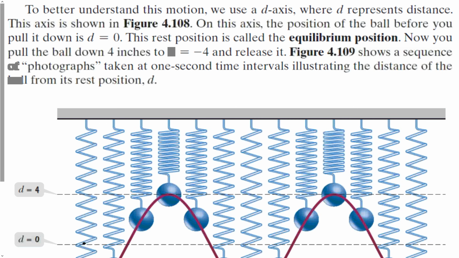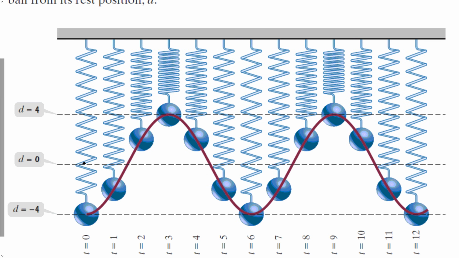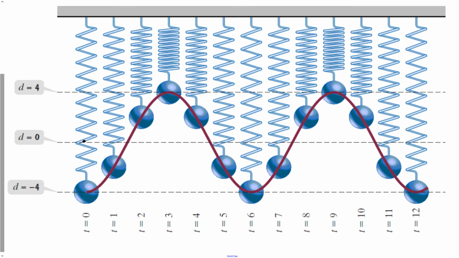On the axis, the position of the ball before you pull it down is 0. This is the rest position, equilibrium position, whatever you want to use for that. So you're going to pull the ball down to -4, just an easy way to keep track of what the middle is. So we're pulling it down 4, releasing it, and it's going to go down 4 and up 4 with this simple harmonic motion picture. Okay.